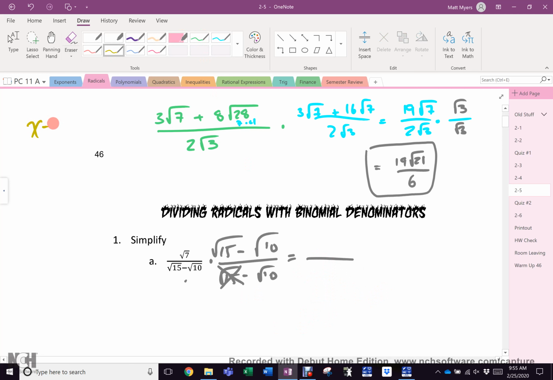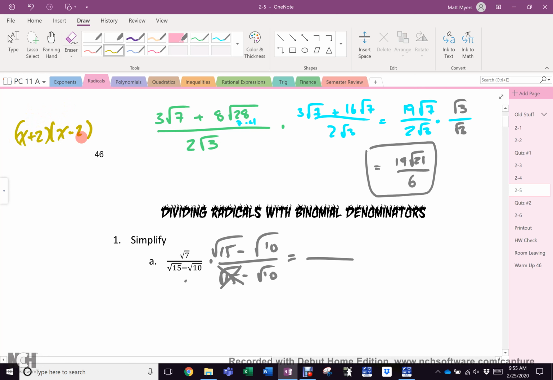Not quite. X squared minus 4. How do you factor that? Who remembers that? Difference of squares. Does anyone remember that? Okay. So what if I did this? X plus 2, X minus 2.